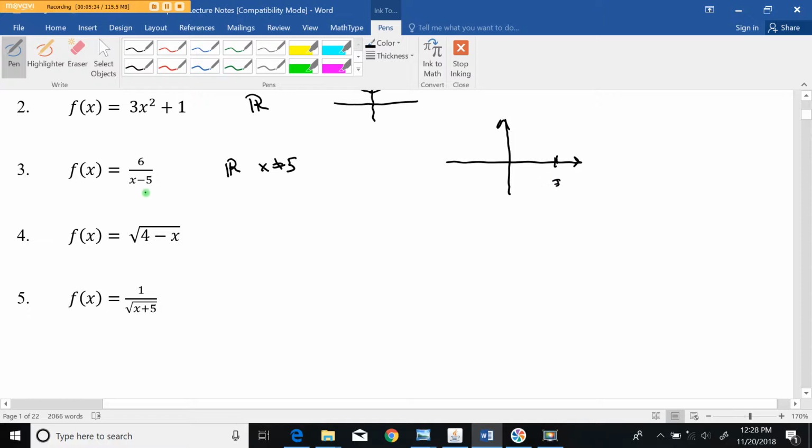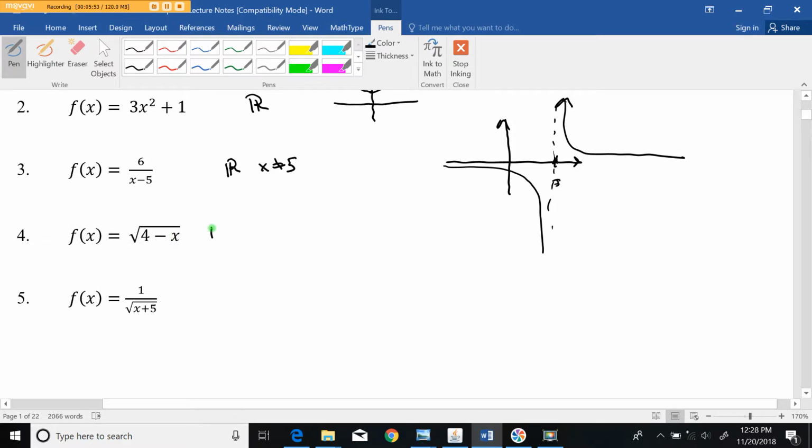Six, it's positive and negative. I'm pretty sure this thing looks like this. Boom. I'm going to go ahead and let the observer confirm that with a graphing calculator. And again, vertical asymptote at x equals 5. Okay, this animal right here.